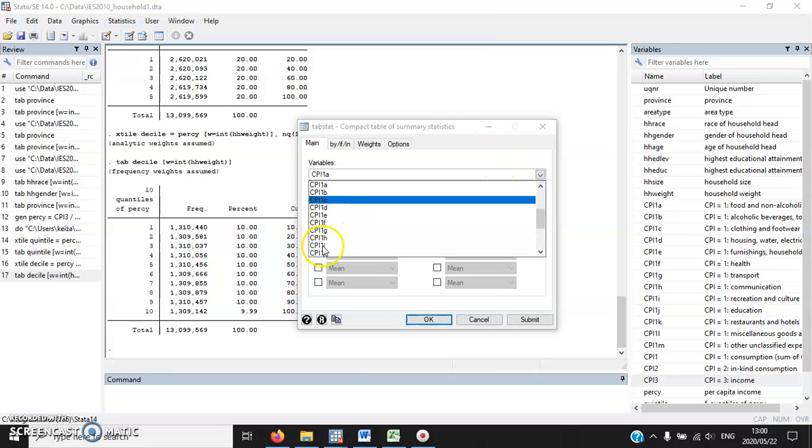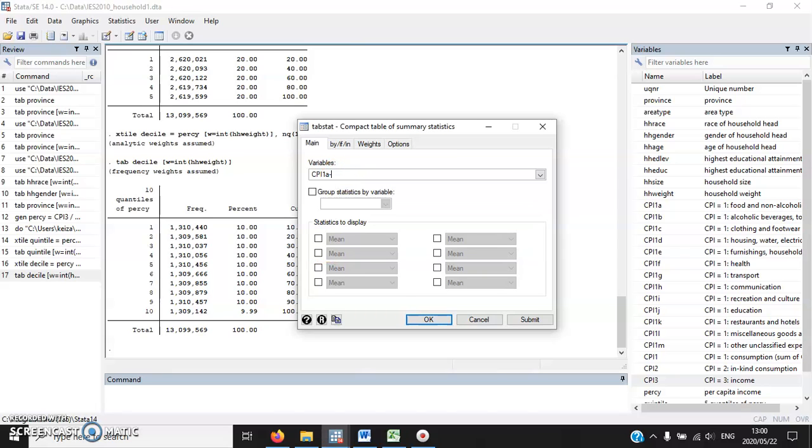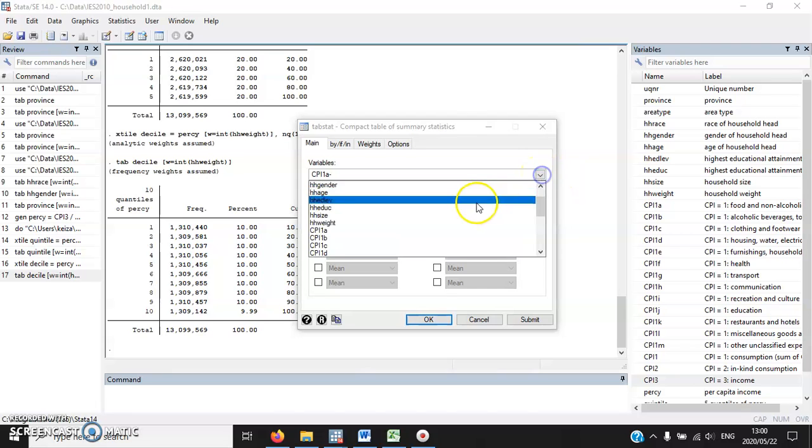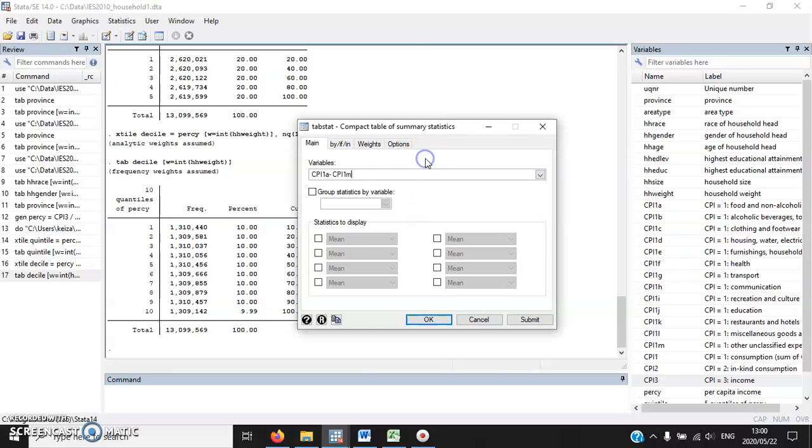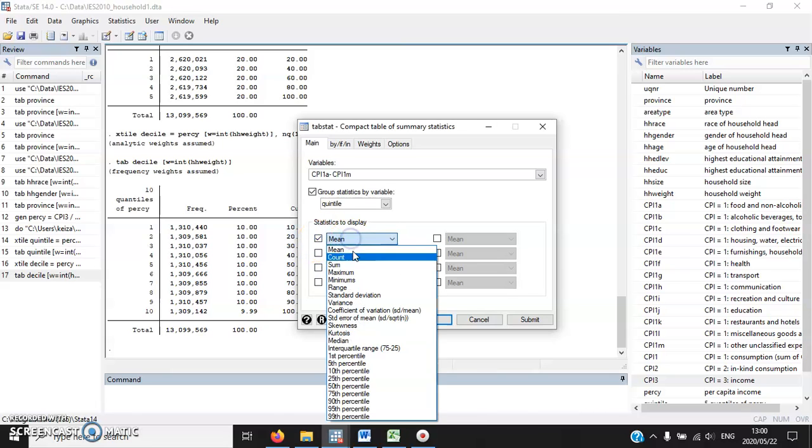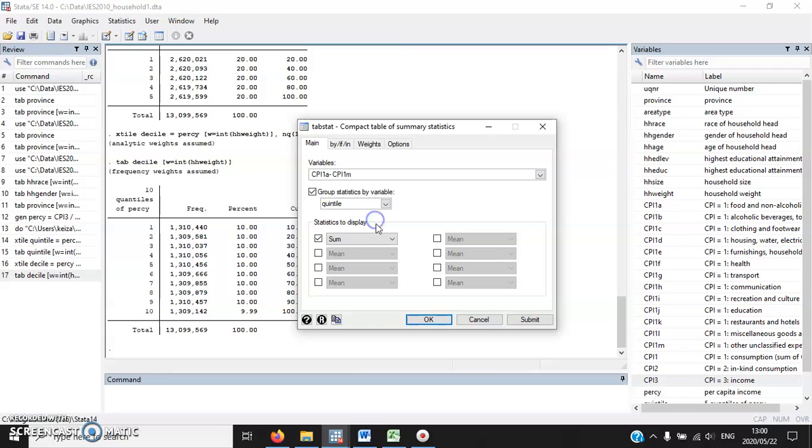CPI1A. By the way, you don't need to click all the variables if they are really located next to each other. Just put a dash there. So it actually means from CPI1A all the way to the last one, CPI1M. Okay. By quintile, I want the sum. Remember, not the mean anymore. Sum. Total spending on each category in each quintile.